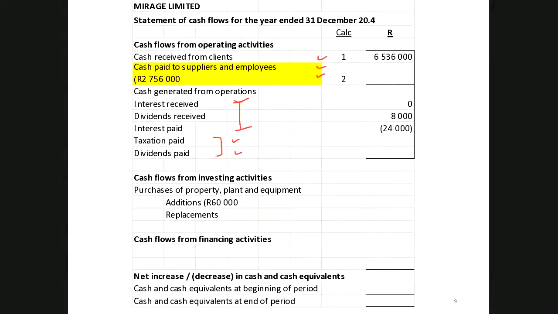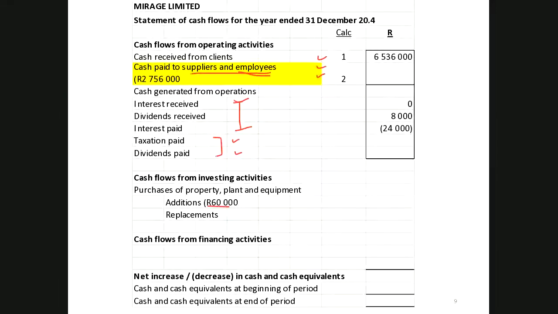The accumulated depreciation account generally is reconstructed so that you can take out the non-cash expenses for suppliers and employees. And the actual cost accounts for property, plant, and equipment, you reconstruct so that you can get the cost of additions and replacements. And then if there are assets sold, you have to reconstruct the realization account to get the proceeds.